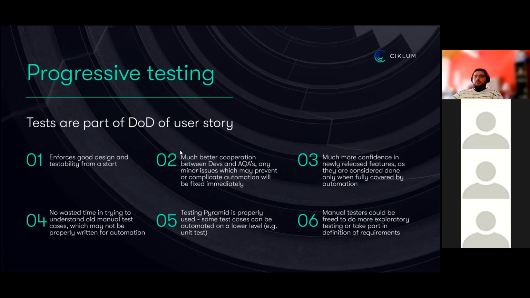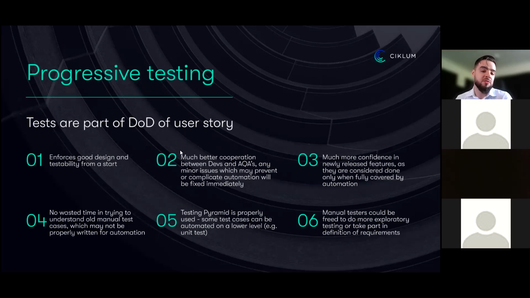So let's talk about progressive testing now. What are progressive tests? Progressive tests are tests which are part of the definition of done of our user story. This means that we don't close any new stories unless they're covered by automated tests. And this is the approach of progressive testing. So why does it benefit us a lot?